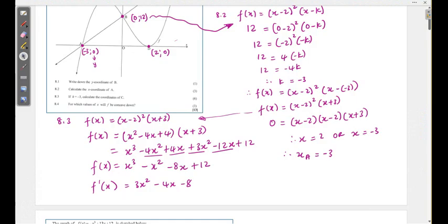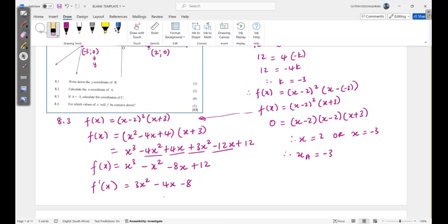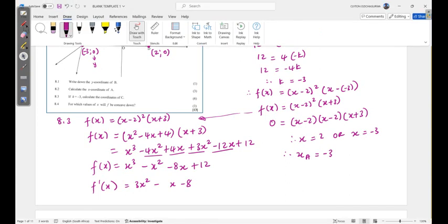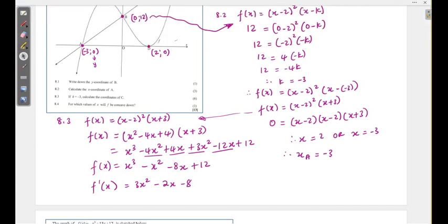Yes, you can ask, ma'am. Why are you saying minus 4x instead of minus 2x? Oh, so sorry, thanks for that. It's minus 2x. Thank you so much. Let me fix it here. Yeah, it's minus 2x, and then minus 8.